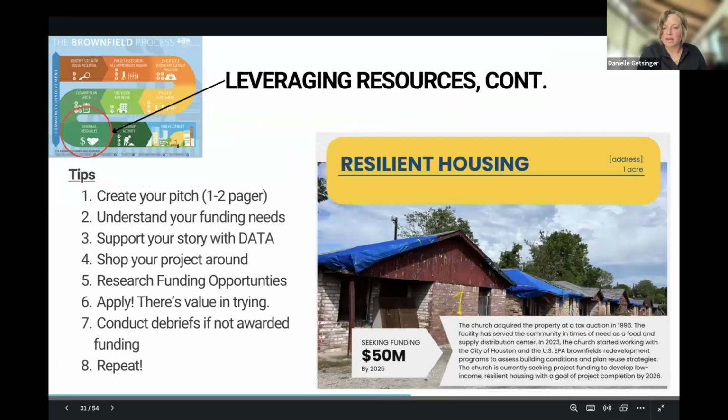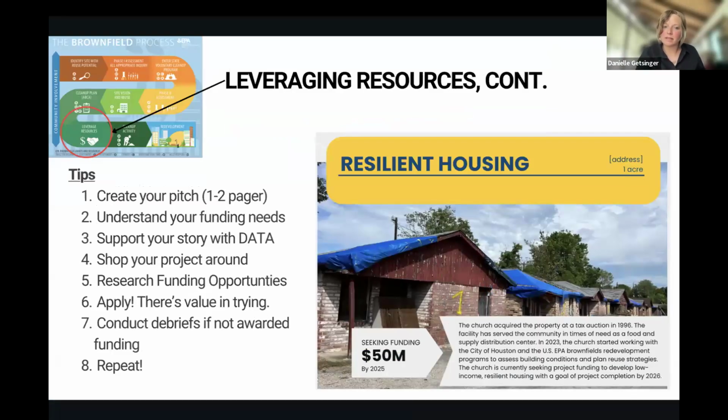And I wish I had a really simple, here's how you do it. But what we found is creating a pitch: a one-page document about your project and where you are and what you're seeking in funding, that you can have in your back pocket to shop around. Get meetings with the foundations, get meetings with your elected officials, and just shop it around.